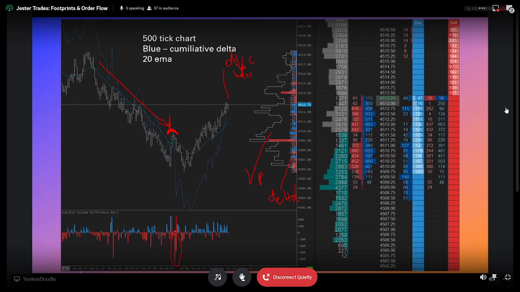So I'm just asking you, when something like that happens, is that an indication to you that actually price recovered, but sellers really took that down further quite aggressively?